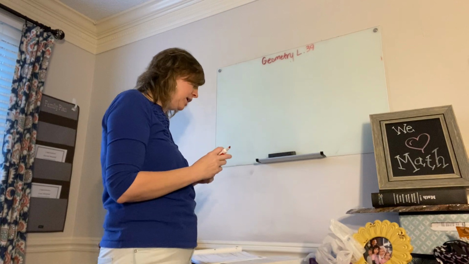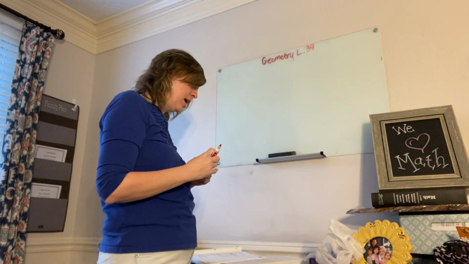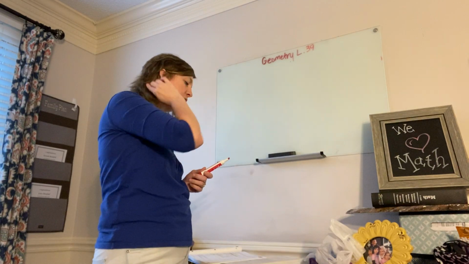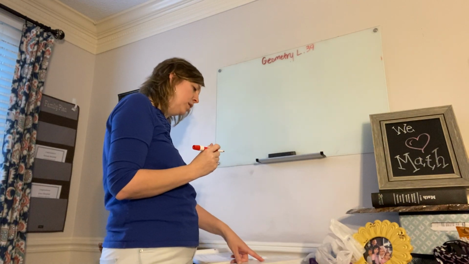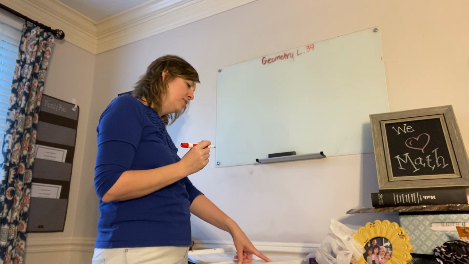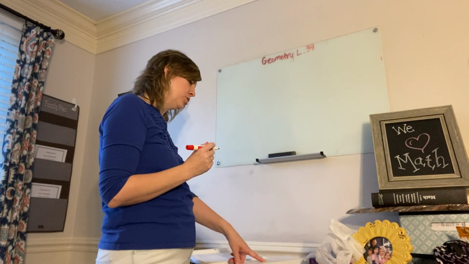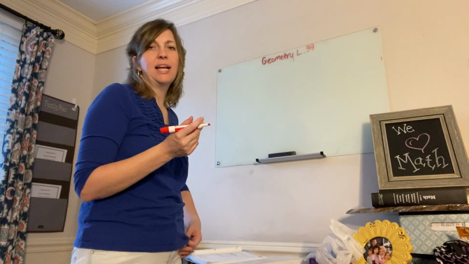So, inequalities in triangles. Remember, inequalities: greater than, less than. Theorem 39.1 says if one side of a triangle is longer than another side, then the angle opposite the first side is larger than the angle opposite the second side.